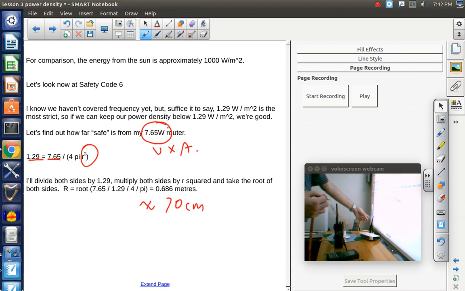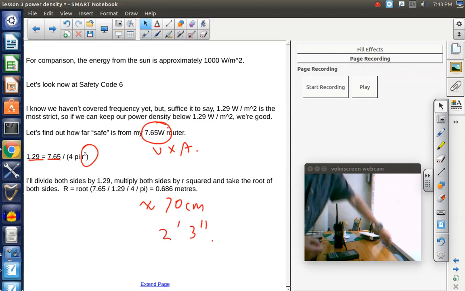So 7 watts are coming out of that, and by the time that all dissipates to a safe level, we're sitting 70 centimeters, or about 2 feet 3 inches away. I should also add that the frequency here is actually closer to the 10 range rather than the 1.29 range, so we can actually get closer based on the frequency, but we haven't discussed frequency yet.